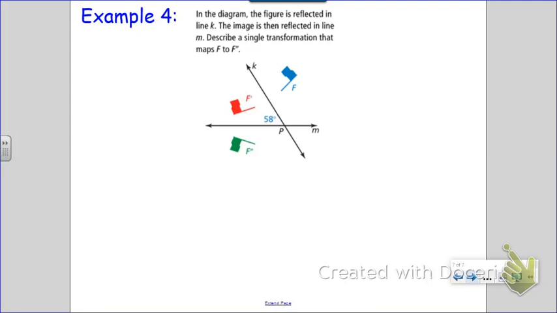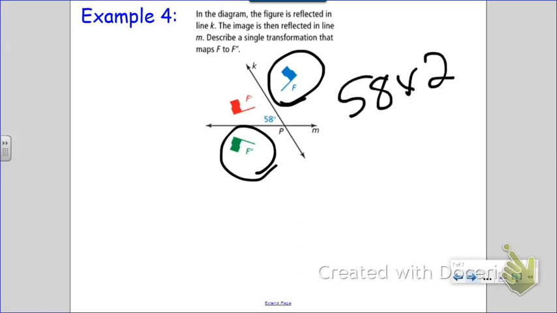In the diagram, the figure is reflected in line K. The image is then reflected in line M. Describe a single transformation that maps F to F double prime. So we know that a rotation is given, and by definition, according to the rule that we looked at, it's going to be 2 times the other angle. The first one is a 58-degree angle. So if we multiply that by 2, it'll be 116 degrees.